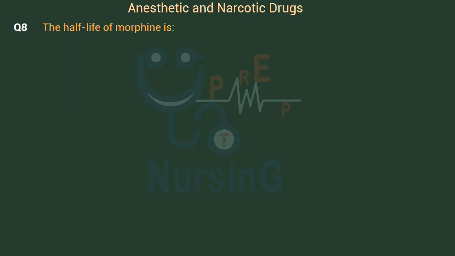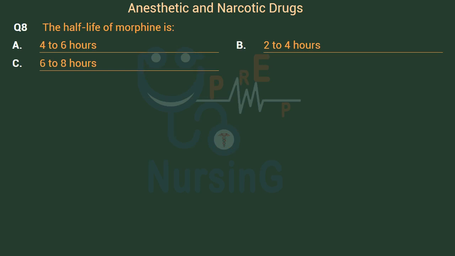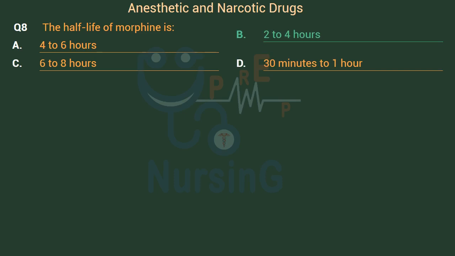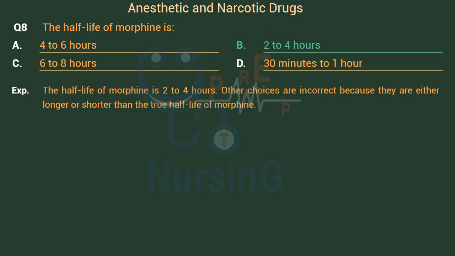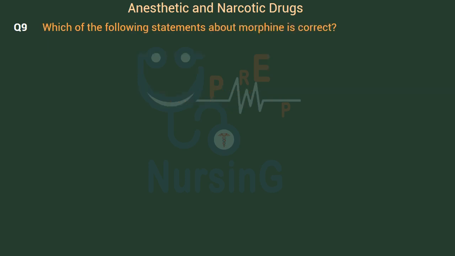The half-life of morphine is: Option A, 4 to 6 hours. Option B, 2 to 4 hours. Option C, 6 to 8 hours. Option D, 30 minutes to 1 hour. Right answer is option B, 2 to 4 hours. The half-life of morphine is 2 to 4 hours. Other choices are incorrect because they are either longer or shorter than the true half-life of morphine.